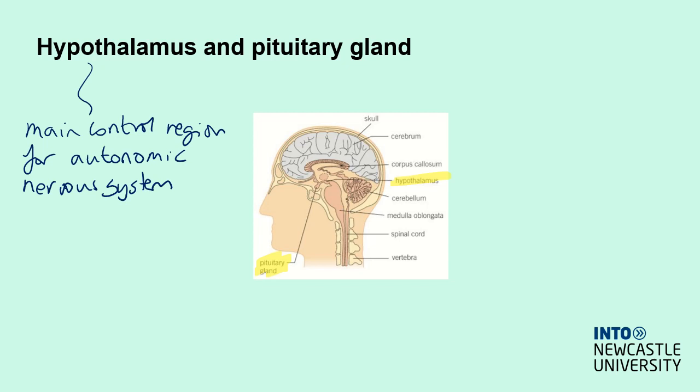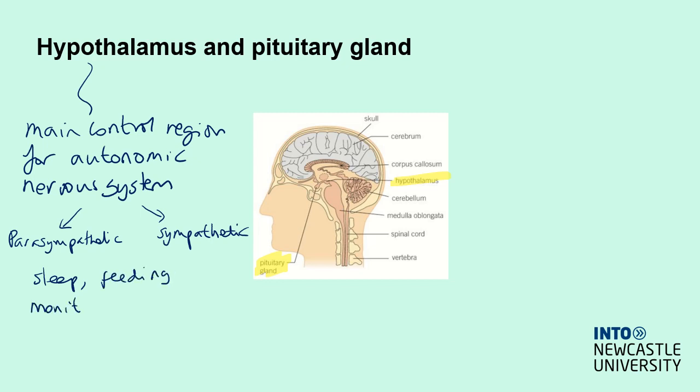So it's going to be controlling the parasympathetic and the sympathetic pathways that we talked about in the previous video. It's going to control behavior such as sleep, feeding, eating. It will monitor your blood glucose levels. It monitors your water levels in your blood. Remember its role in osmoregulation. You've got those osmoreceptor cells in there as well.